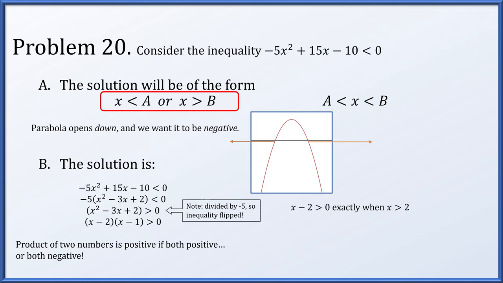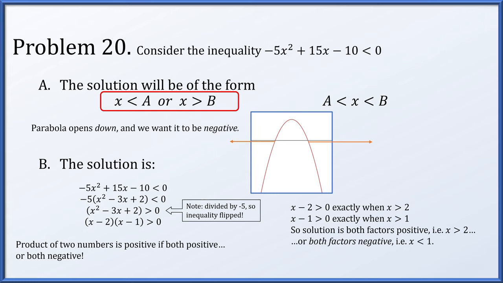Now, x minus 2 is positive exactly when x is larger than 2, just by adding 2 to both sides, and x minus 1 is positive exactly when x is larger than 1. So how can they both be positive? When x is bigger than 2 and x is bigger than 1, meaning x is bigger than 2. If it's bigger than 2, it's also bigger than 1. How can they both be negative? Now, if x is less than 1, then it's also definitely less than 2, in which case both factors are negative. So either x should be less than 1 or x should be bigger than 2.